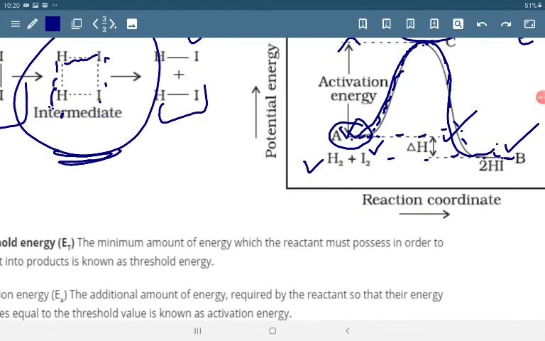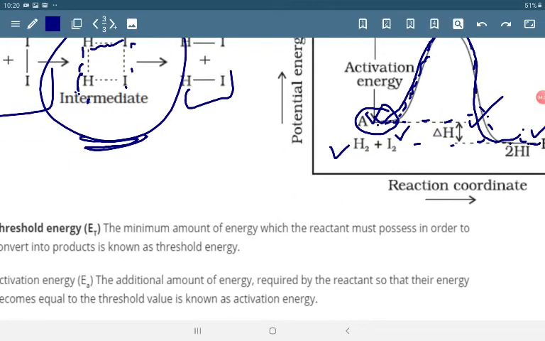Here is the definition: the minimum amount of energy which the reactant molecules must possess in order to convert into products is called threshold energy. Or we can say it is the minimum amount of energy which the reactant molecules must have in order to make their collisions effective, so that proper breaking of bonds can take place and formation of products occurs. Otherwise, collisions are occurring all the time, but not all of them are effective collisions. Only those collisions are effective which are associated with some minimum quantity of energy, called threshold energy.